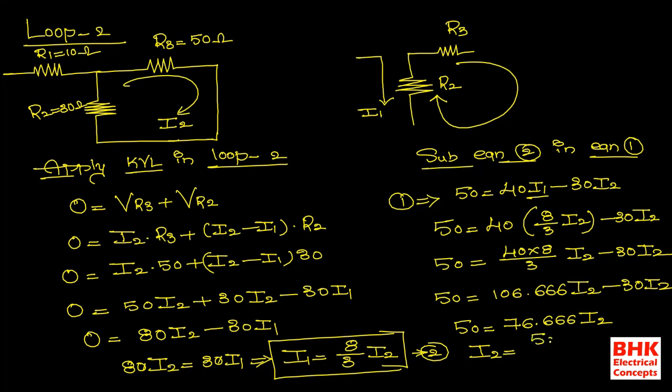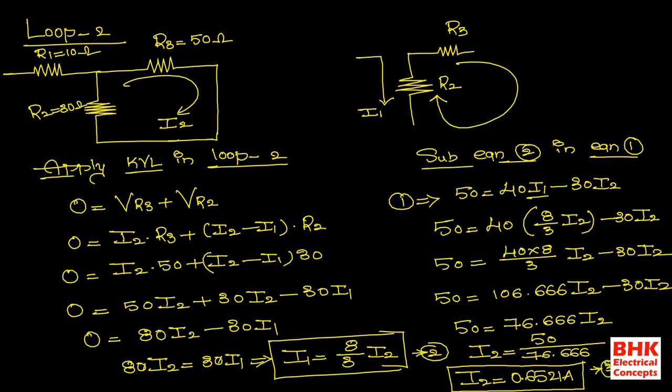I2 is equal to 50 divided by 76.666. By simplifying this, it gives the value of current I2 as 0.6521 ampere. Now this is the value of I2. Assume this is equation number 3.